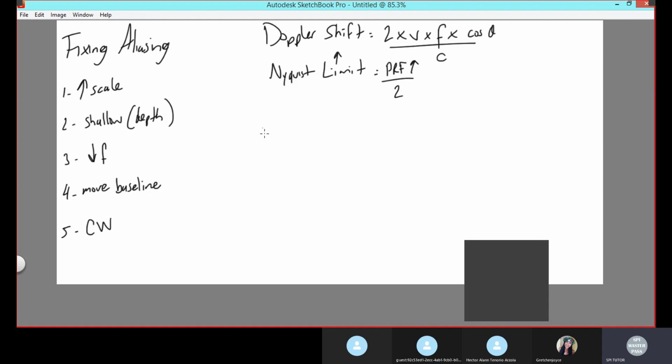So visually, what does this look like? Visually is you have, and I'll draw these two as identical as possible, okay? Because now I'm not changing my scale. I'm not changing my Nyquist limit, okay? That was number one and number two. What I'm doing now is I'm changing my waveform.